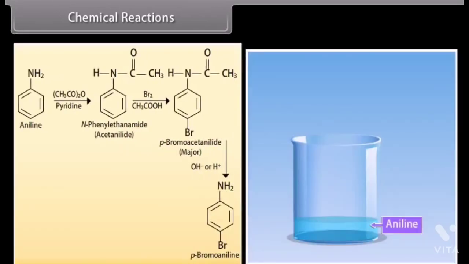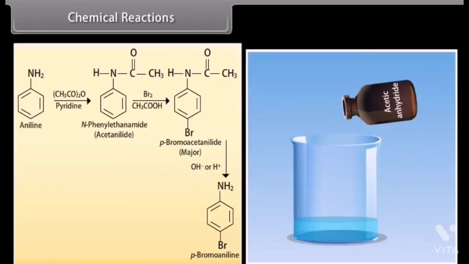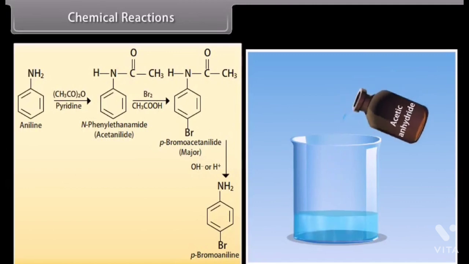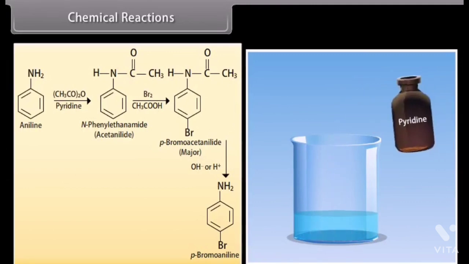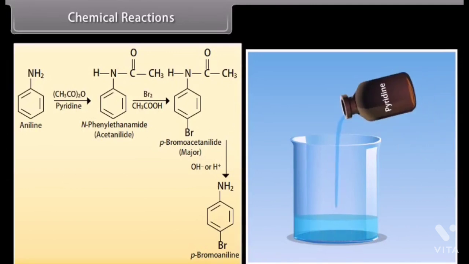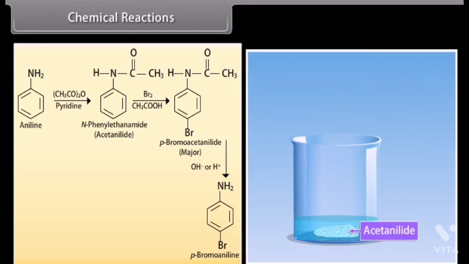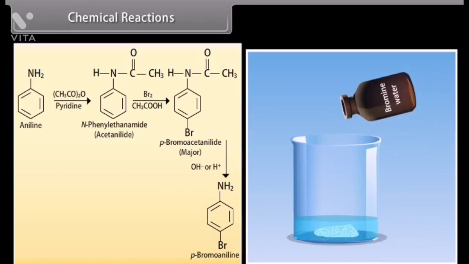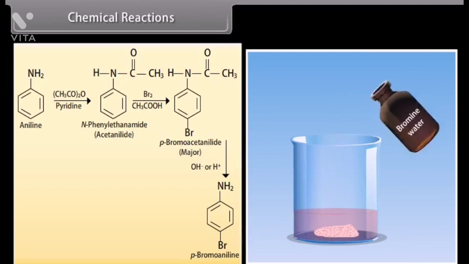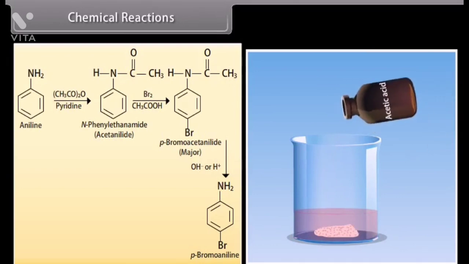Aniline reacts with acetic anhydride and pyridine and forms acetanilide. Now add bromine water and acetic acid and it produces para-bromoacetanilide, followed by hydrolysis to yield para-bromoaniline.